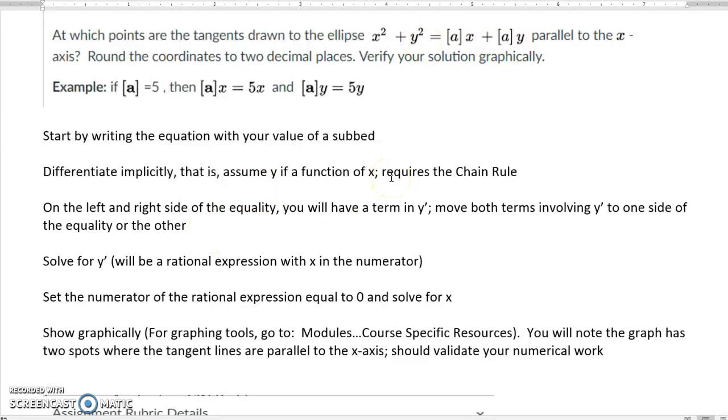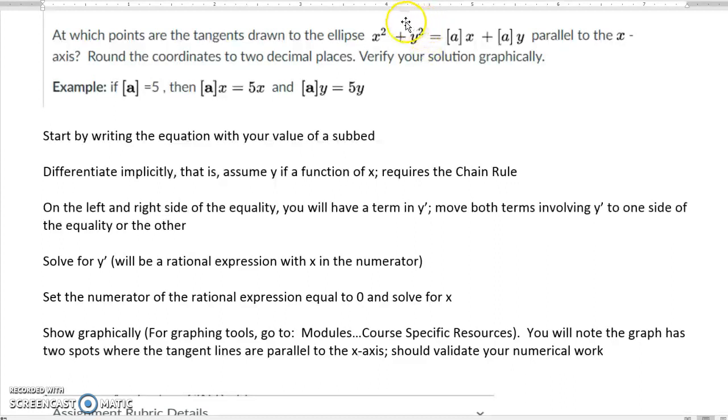Notice I also add another note here that this is going to require a chain rule, and the chain rule will come in on this term right here. So when you differentiate y squared implicitly, the derivative becomes 2y, and then by the chain rule and the fact that y is a function of x, you'll have y prime.